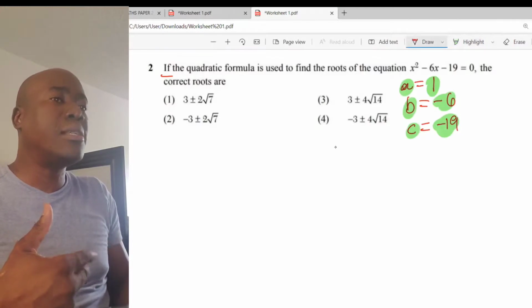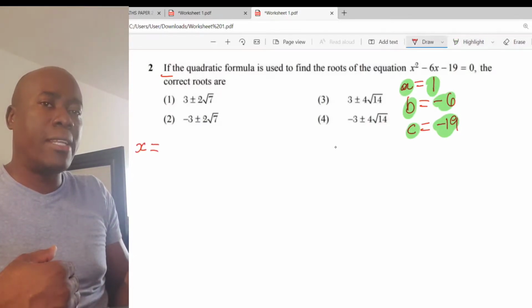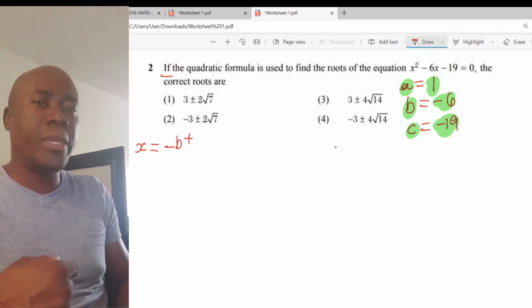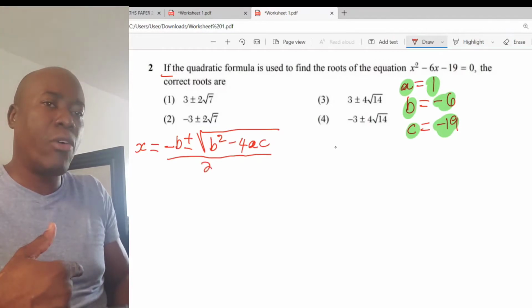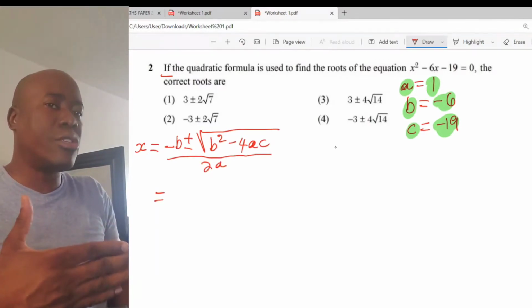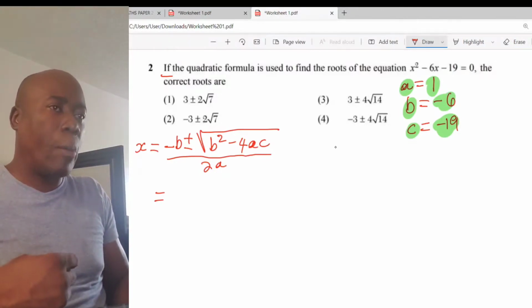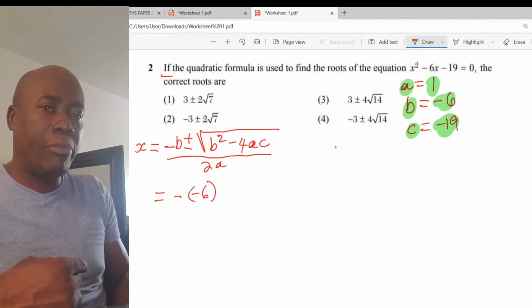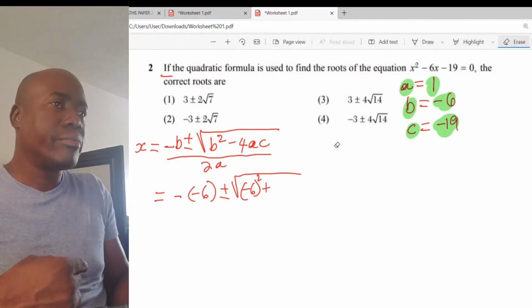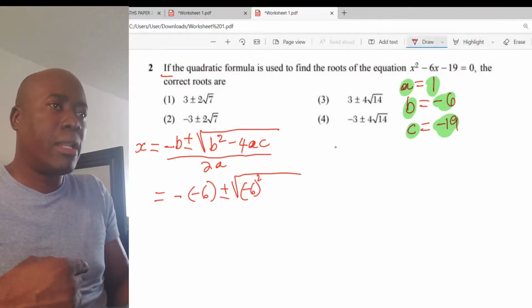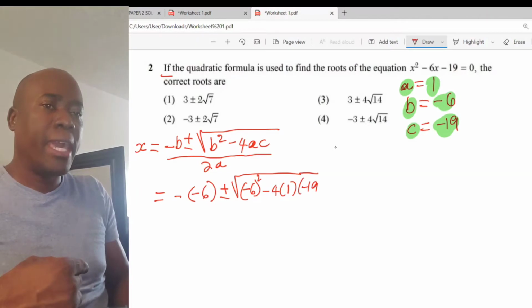What we're going to do is to substitute these in the quadratic formula. Here goes. The quadratic formula says that x is equal to the opposite of b, or you could say negative b, plus or minus the root of b squared minus 4ac, and all of this must be over 2 times a. What we're going to do is to substitute values for a, b, and c right now. So it says minus b, and b is negative 6. I'm going to put it in a bracket. We have plus or minus the root of what? b squared, and that is going to be negative 6 squared, minus 4 times a, which is 1, times c, which is negative 19. Okay, and all of this must be over 2 times 1, which is 2.